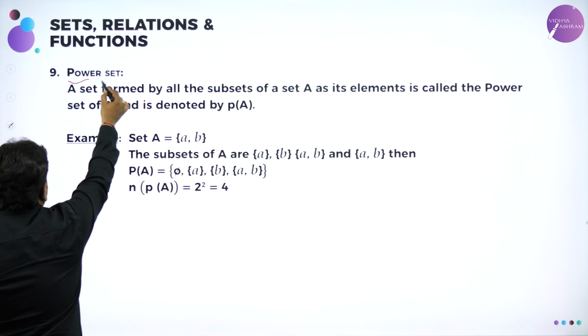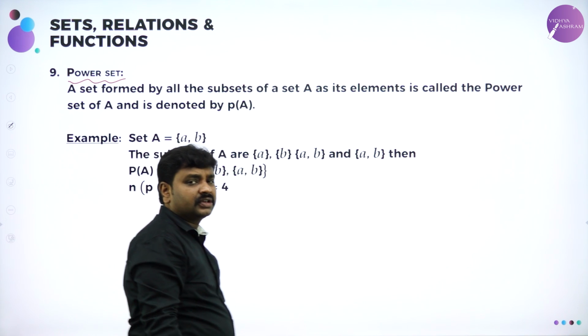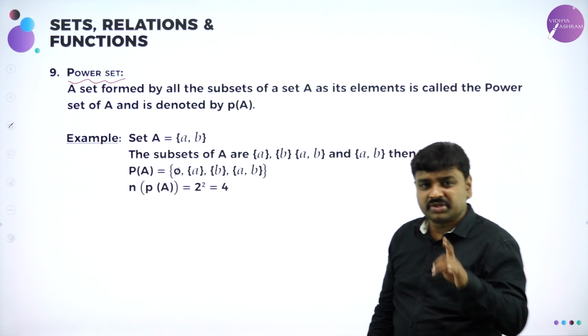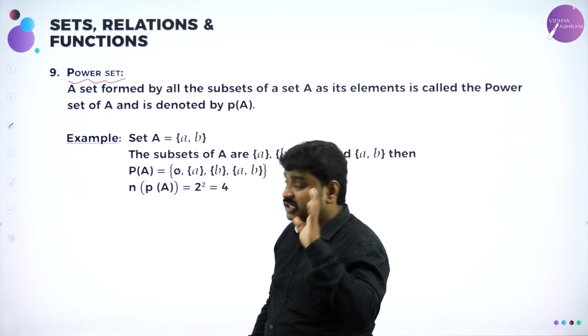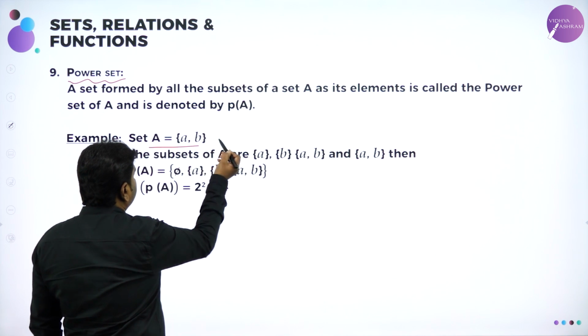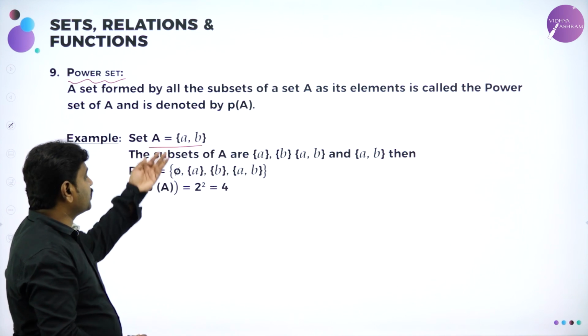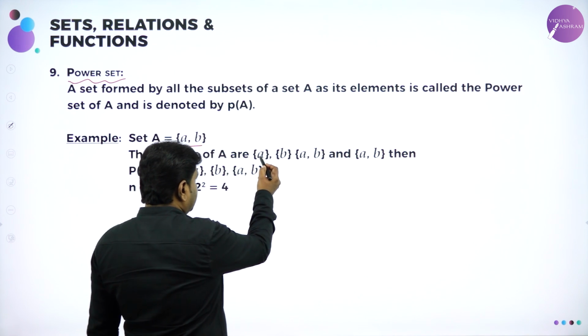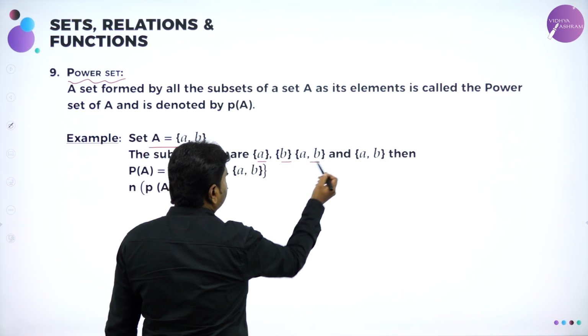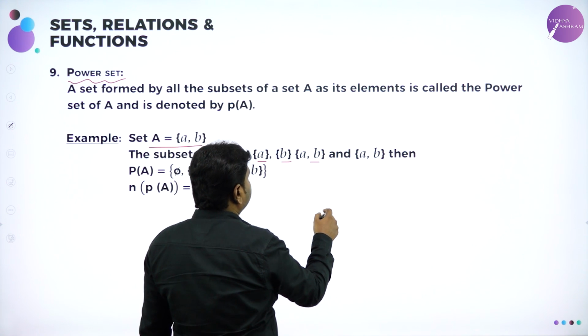Power set. What is meant by power set? Interesting. The set of all the subsets for a given set is the power set. For example, I took a set {A, B}. What are the subsets for {A, B}? Sets containing one element, singletons: A alone, B alone, and {A, B}. These are subsets, and the set itself is a subset.